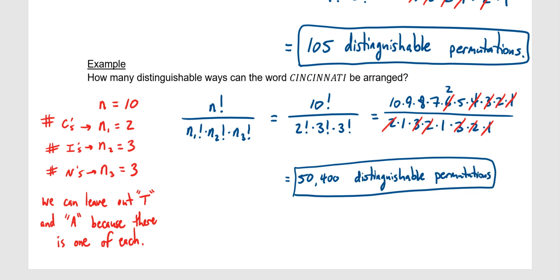Okay, so that means we can arrange the letters in Cincinnati 50,400 distinguishable ways. So that divides off the repetition between the letters that would have been the same. Okay, so that is it for this section with permutations.